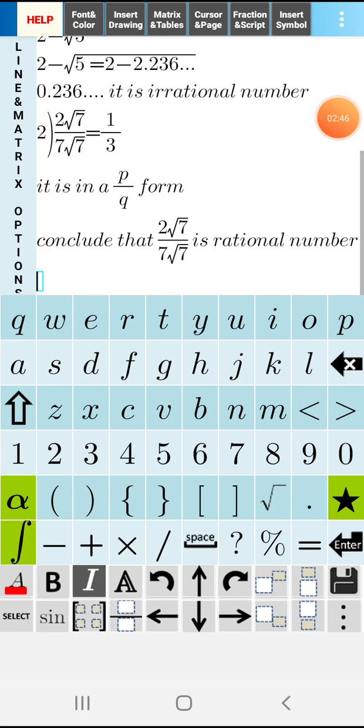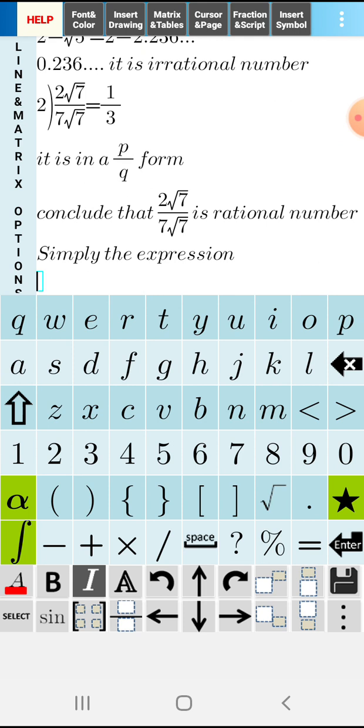Our homework sums. So next is, simplify the expression. They have given some expression that we have to simplify, which is our next topic. So let's simplify the expression they have given. I will explain how to simplify one or two sums, then you can understand and do it.